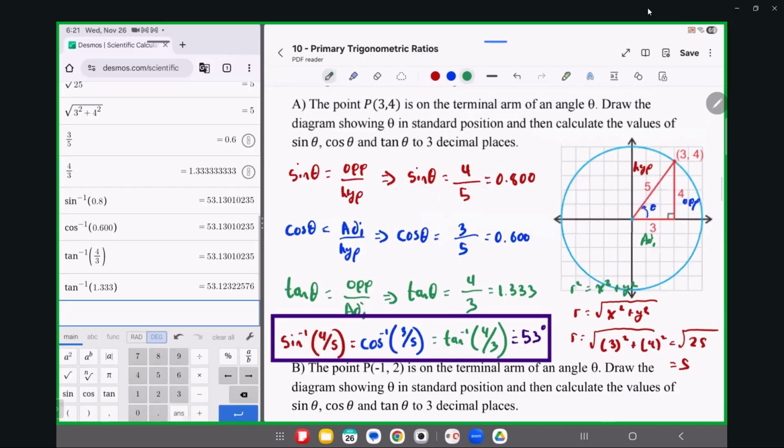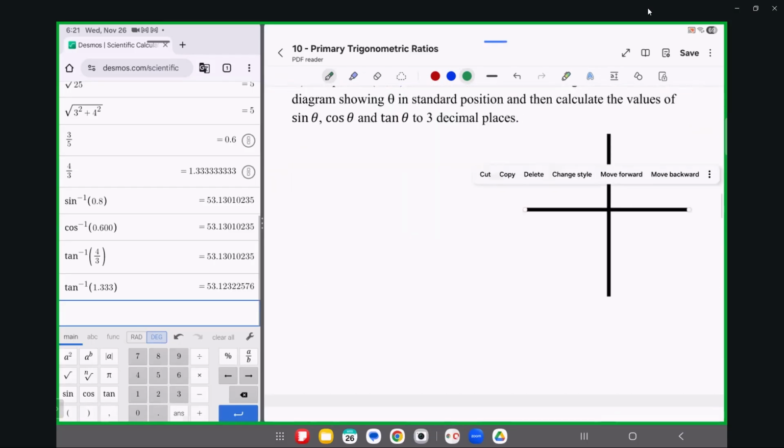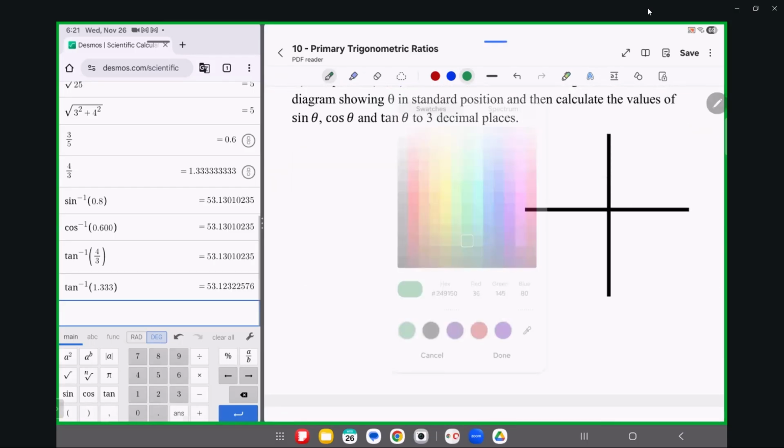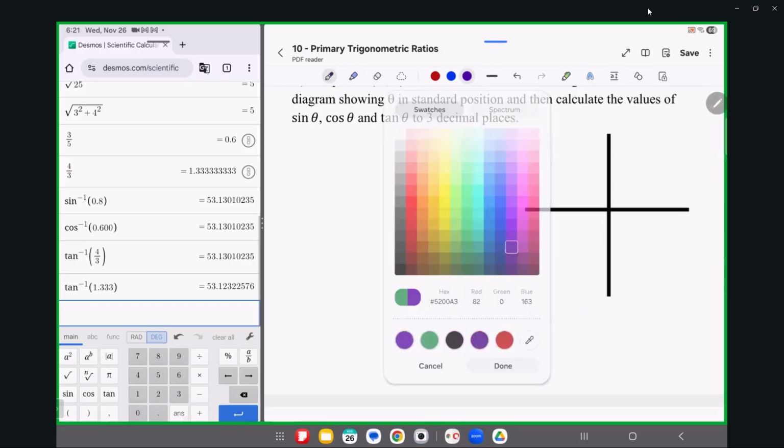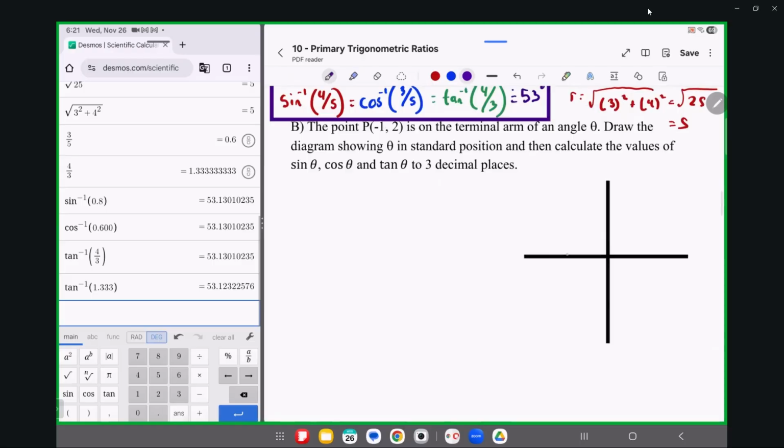So it's exactly the same as this question, except now we're not going to be in quadrant 1. So let's have a look. So let's work in purple, I suppose. Okay, so the point negative 1 comma 2. So this is negative 1. This is 2. So it's about here. So this is the point P, which is given by negative 1 comma 2. Traditionally, this is how you would draw this point.